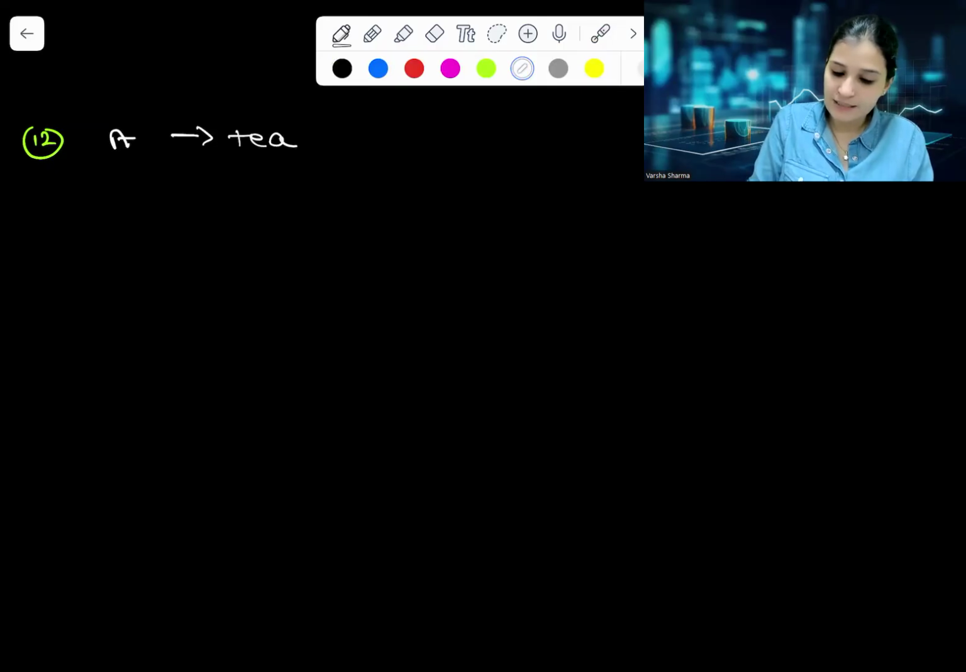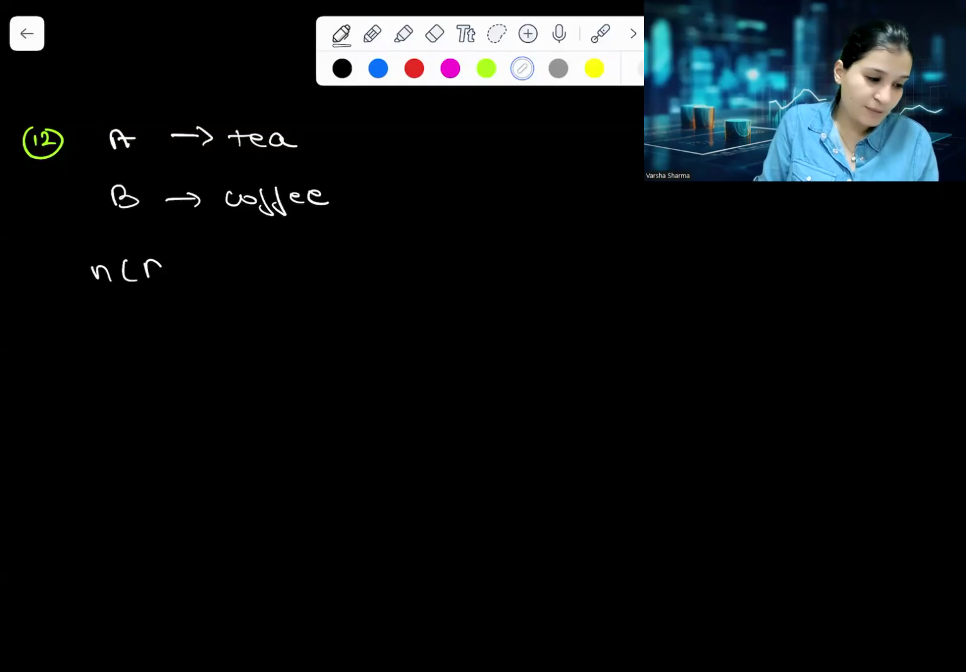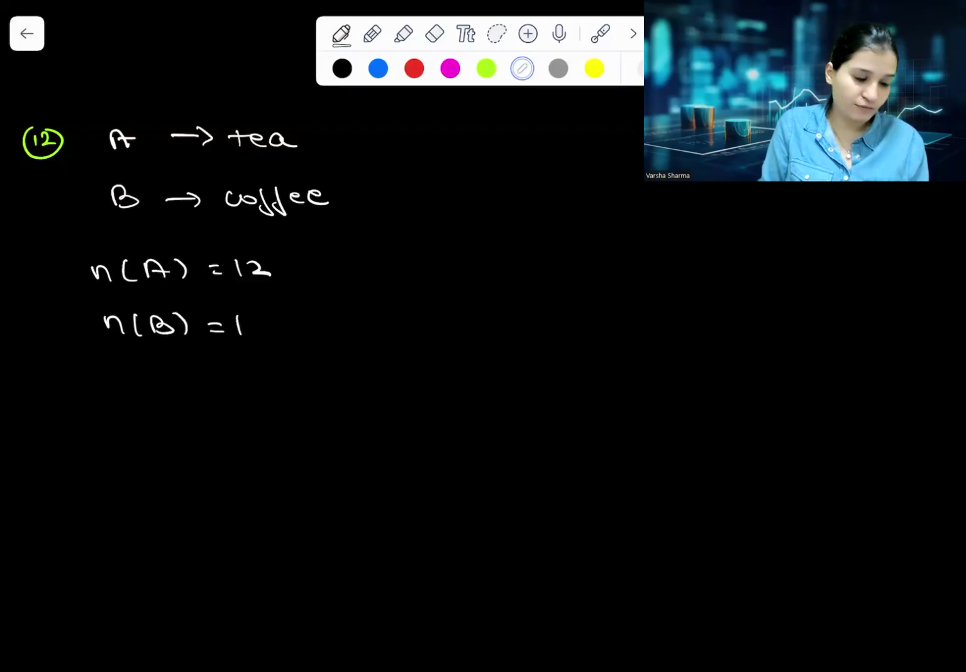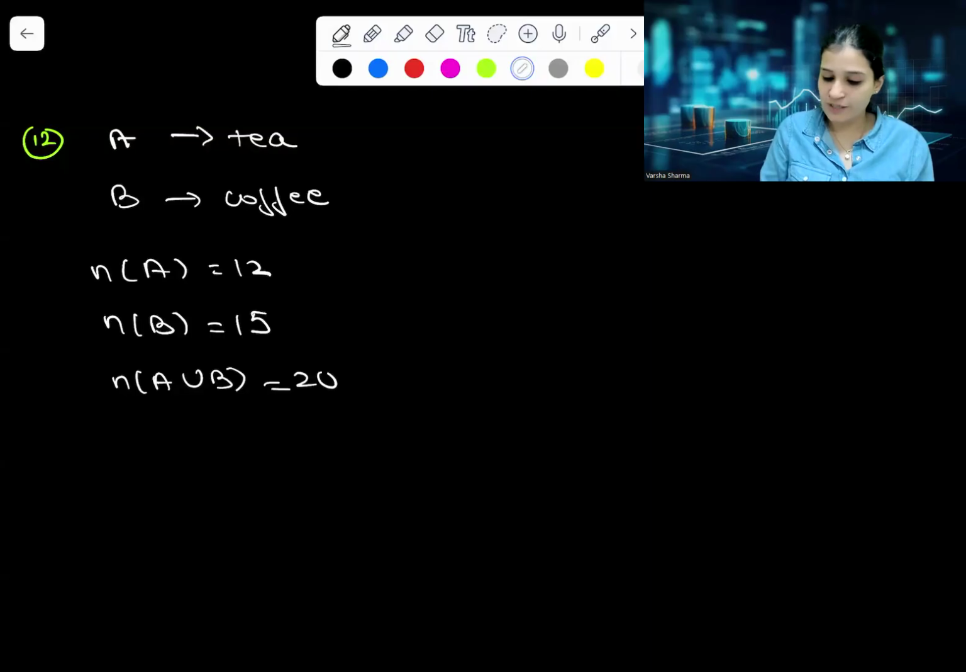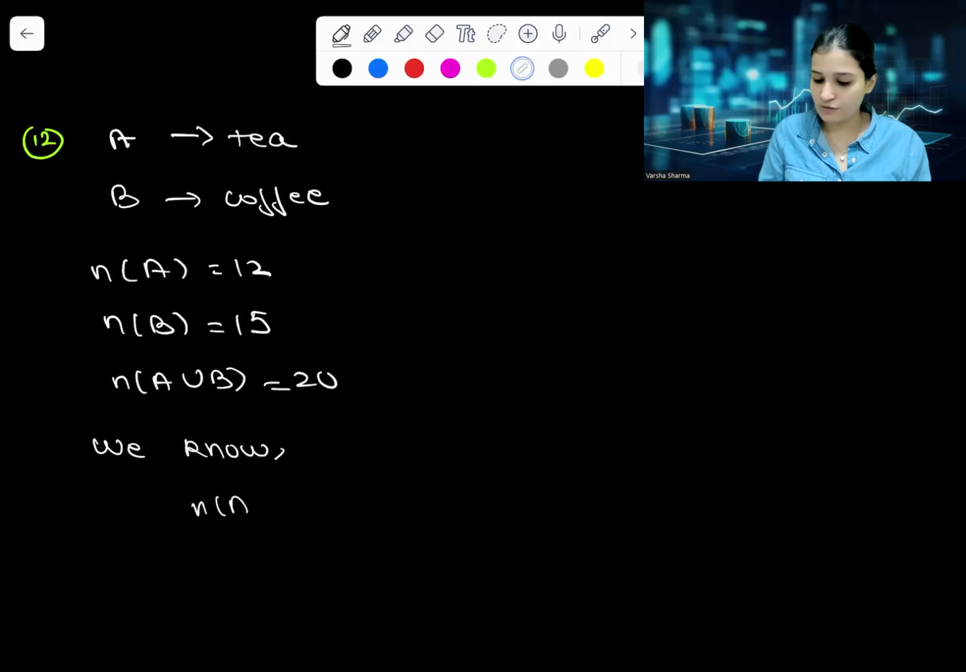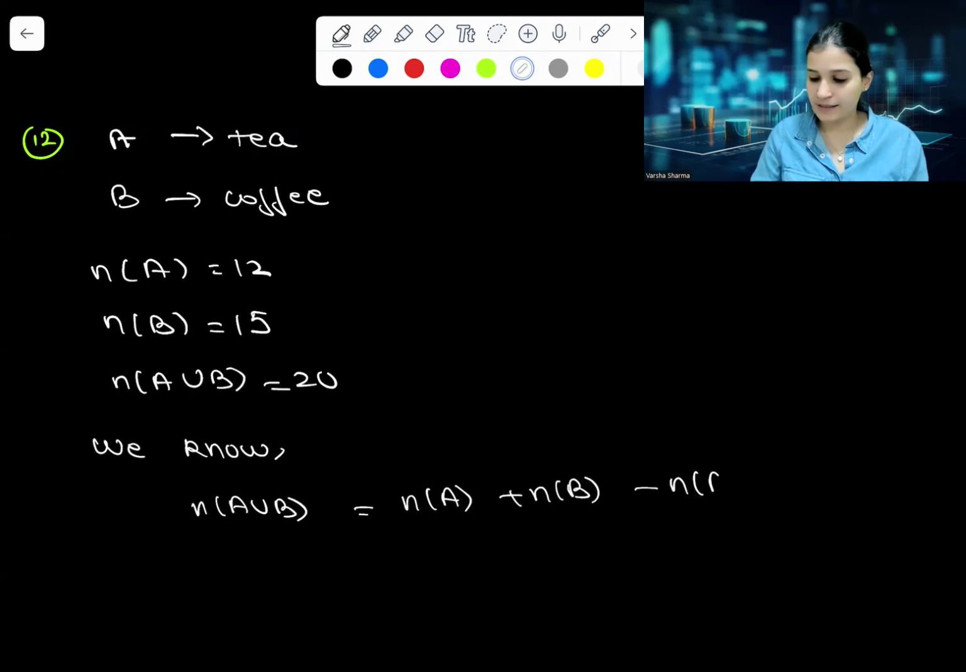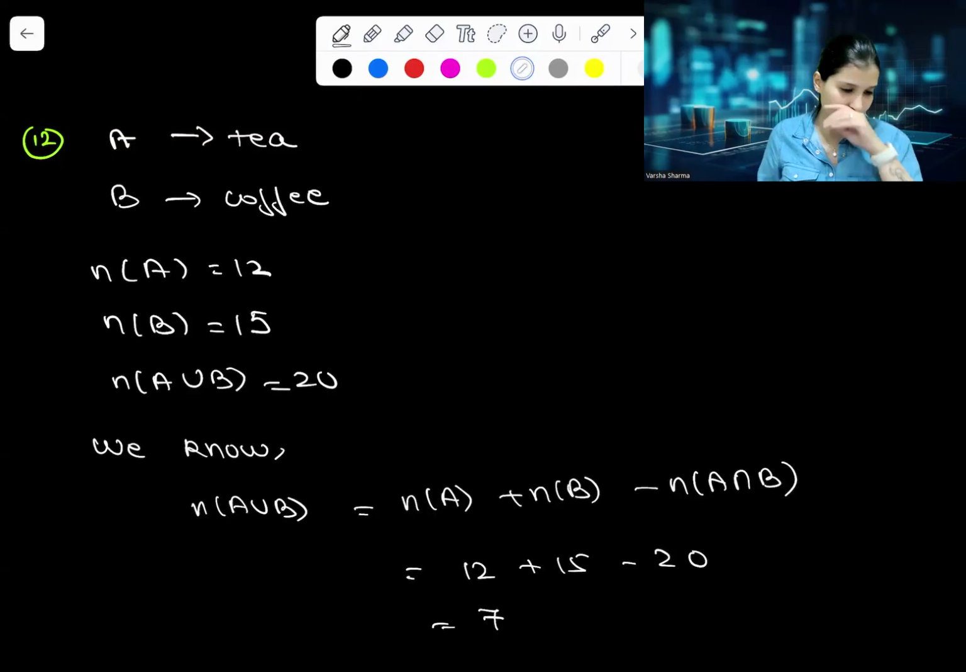And B is the set of people who like coffee. So the number of people who like tea is 12, and the number of people who like coffee is 15. Union is 20. So we can use the formula N of A union B, A plus B minus intersection. So 12 plus 15 minus 20, that is 7.